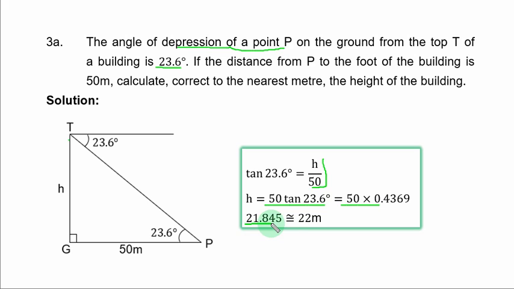21.845. To the nearest meter, we consider 21. The next number is 5, round it up to 1, and you add 21, you have 22 meters as the height of the building.